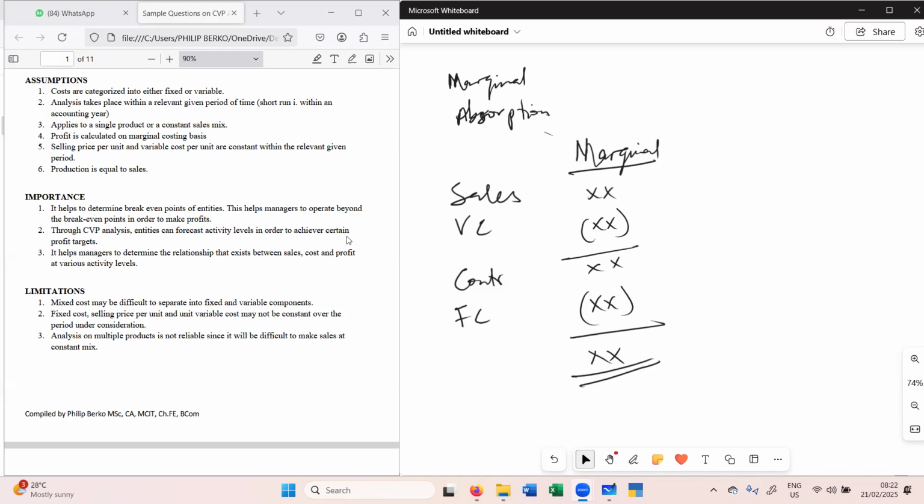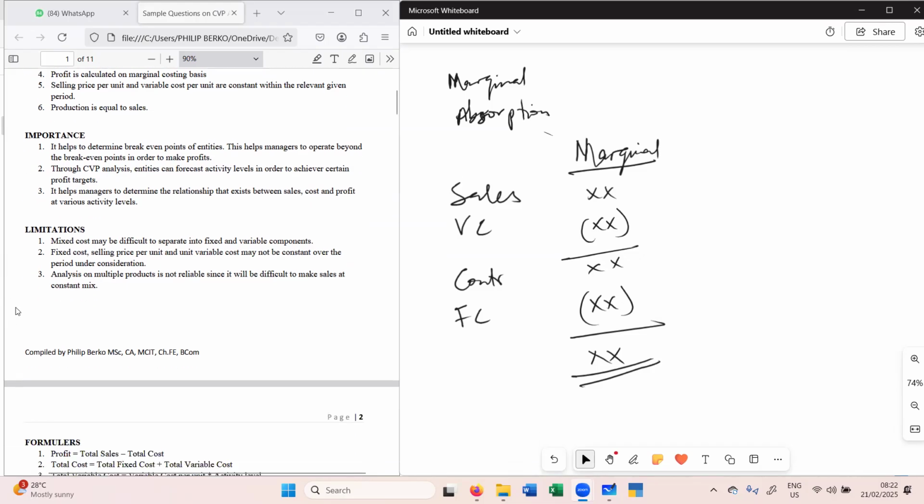Third, it helps managers to determine the relationship that exists between sales, cost, and profit at various activity levels. So you can know the relationship between these three: sales, cost, and profit at various activity levels, and that is very important. Now, limitations of CVP analysis.